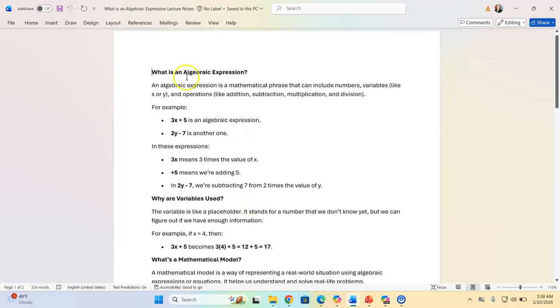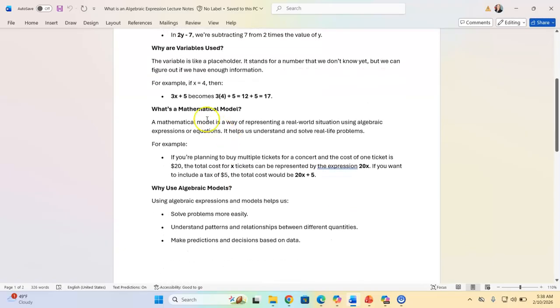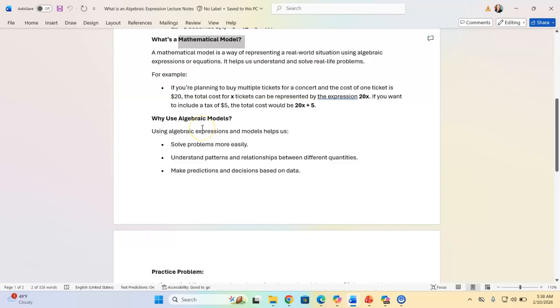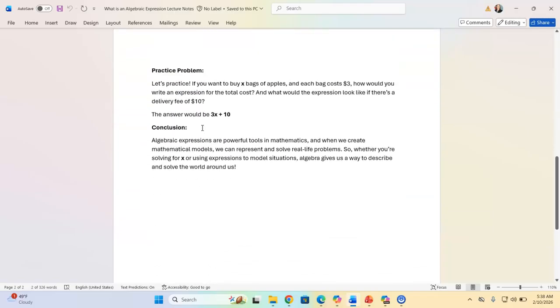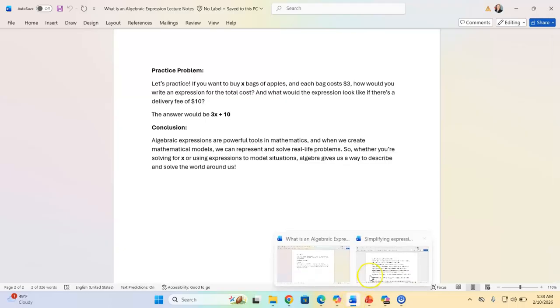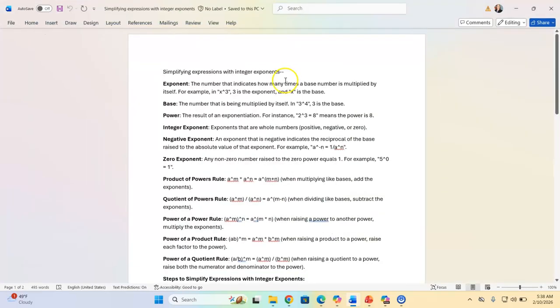So for this video, we're basically orienting you to this document that has some notes about algebraic expressions. I mentioned this a little bit in the last video. Mathematic models, why we use algebraic models, and then there's a practice problem here for you. And then the other one is simplifying expressions with integer exponents.